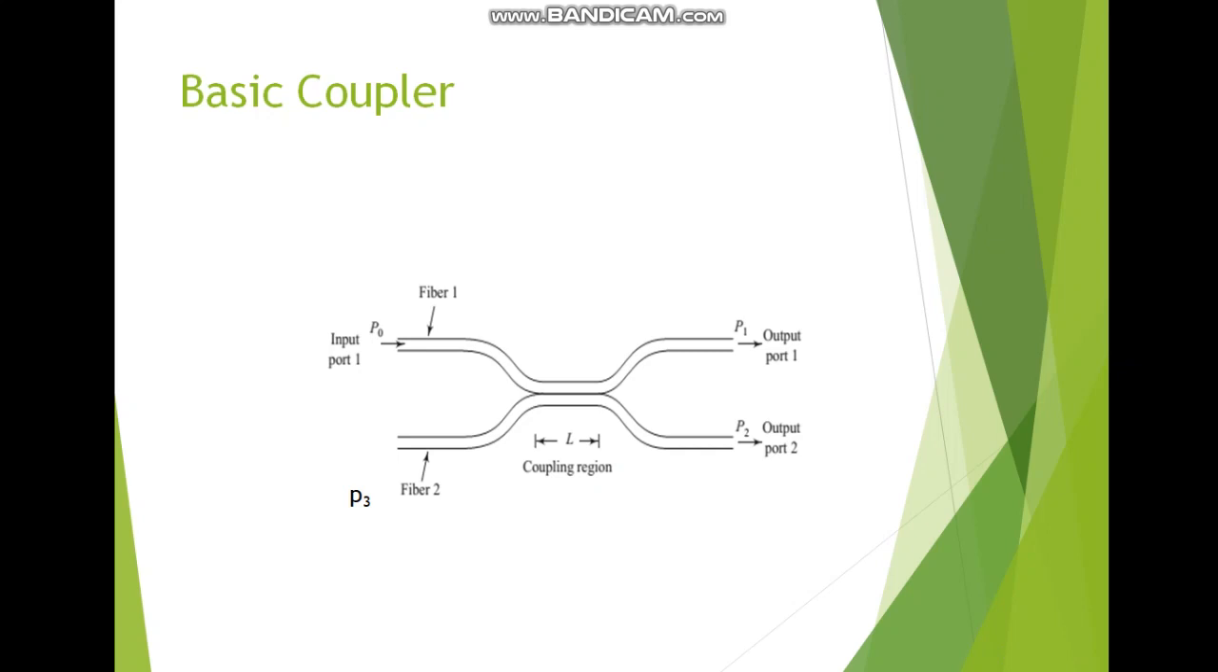Next, this is the diagram of a basic coupler. We have two input ports and two output ports. Input port 1 is fiber 1, transmitting my first optical signal, with power denoted as P0. At the output side, I have port 1 and port 2. Output port 1 has power P1, and output port 2 has power P2. In between, we have the coupling region where we have fused two optical fibers. This coupling region has length L. In the second fiber, fiber 2, the power launched is P3. This we will discuss later on. What is the significance of this power P3?